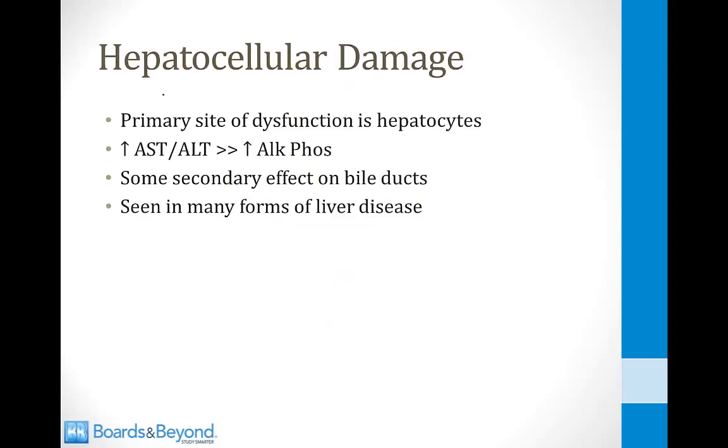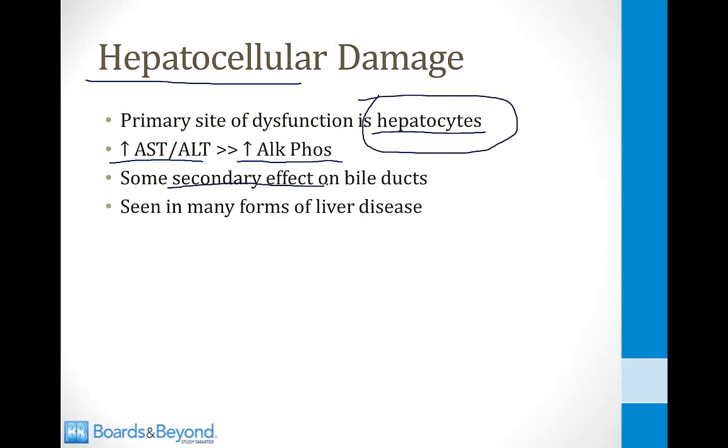Contrast that pattern that I just showed you with the hepatocellular pattern of liver damage. This occurs when the primary site of dysfunction from pathology is with the hepatocytes in the liver. In this case, you will see a rise in the AST and ALT levels in the serum that is much greater than the rise in alkaline phosphatase. The rise in alkaline phosphatase occurs because there's some secondary effect on the bile ducts, but the primary problem lies with the liver cells. And this is the form of liver function test abnormality that is seen in many forms of liver disease.